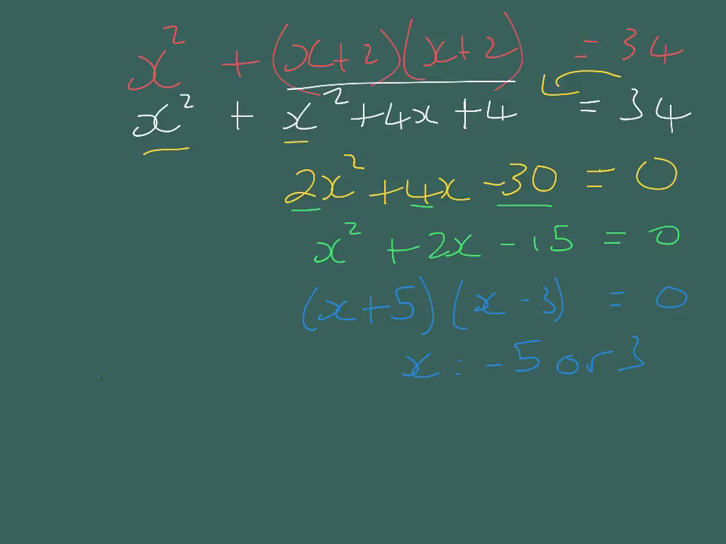Now remembering back to our 2 square boxes, can you have a length of negative 5? No. It doesn't work in this case here because we had x. So therefore x must equal 3. So therefore the smallest box is 3 by 3, and the bigger box, which was x plus 2 on both sides, is 5 by 5. And you just write a sentence to say that the smaller box is 3 by 3 and the bigger box is 5 by 5.